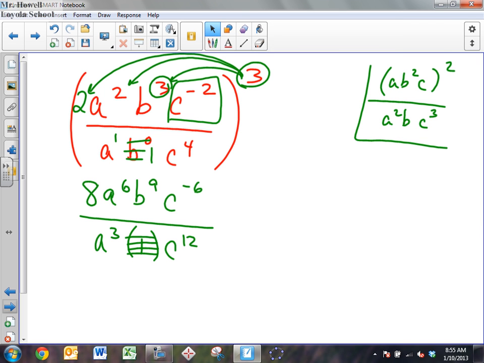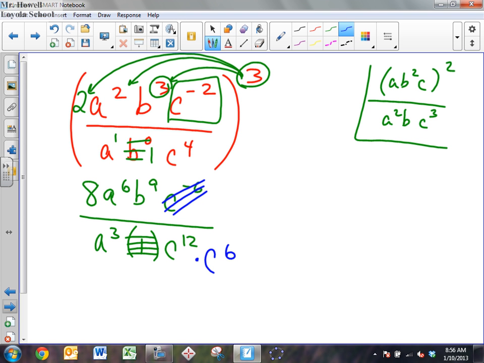Positive 6 on the bottom. So write c to the 6th here, and just cross this off. Okay? Again, whenever it's a negative exponent, you move it to the opposite location. If it were a negative exponent in the bottom somewhere, where would I move it then?